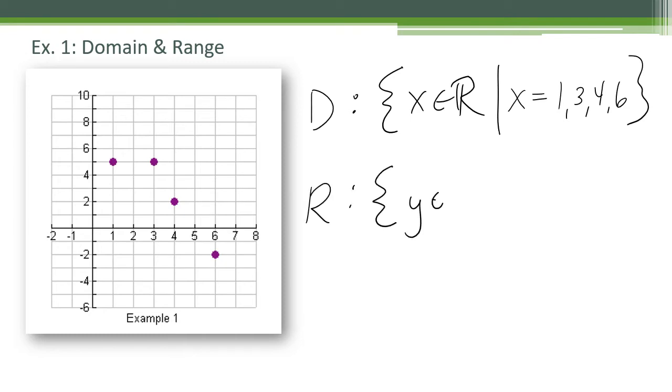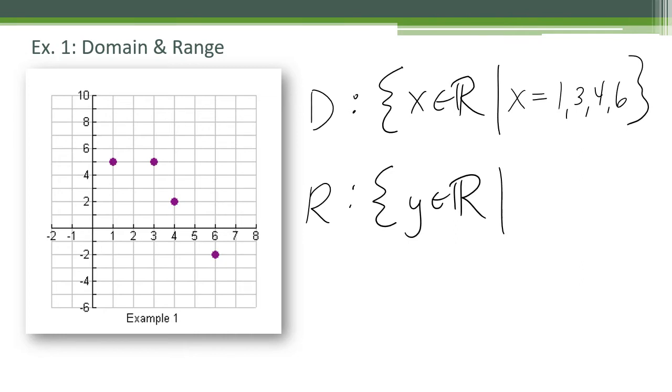Range. Open curly bracket. y is an element of real numbers such that, same idea here. If these were connected, then you could say y is anything between -2 and 5, but that's just not the case. y can't be -4, y can't be -1, y can't be 3, y can't be 4. It doesn't exist at those points. y only exists at 3 specific values, -2, 2, and 5.